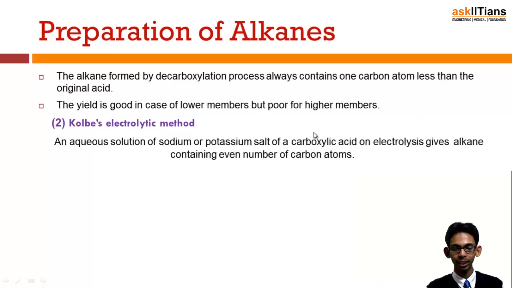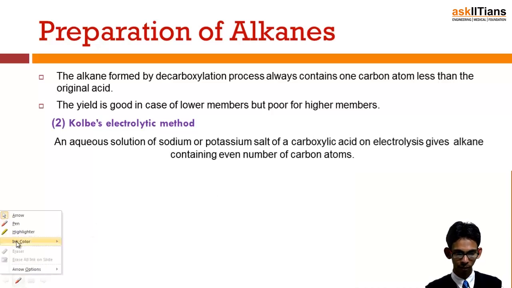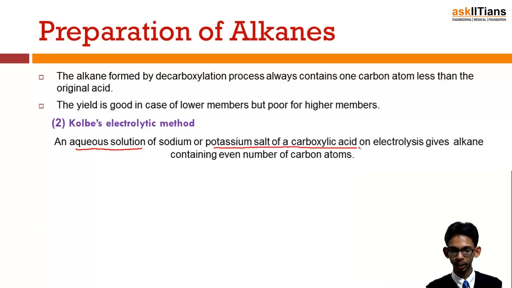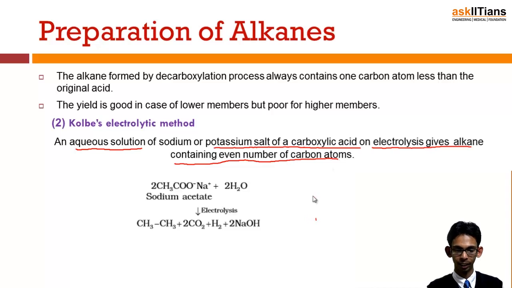Now, Kolbe's electrolysis method is another method which is used for preparation of alkanes. And in this, what happens is that an aqueous solution of sodium or potassium salts of carboxylic acids on electrolysis gives alkane containing even number of carbon atoms, and this process is known as Kolbe's electrolysis method.